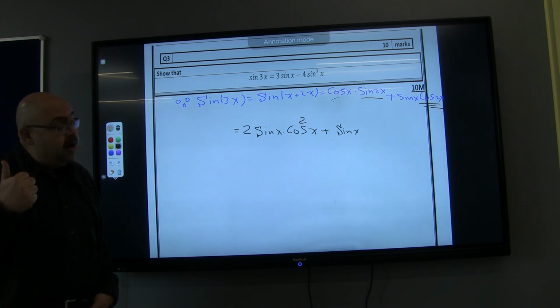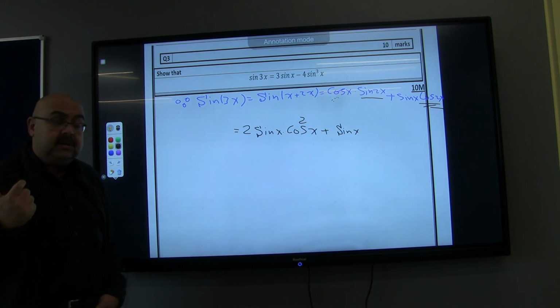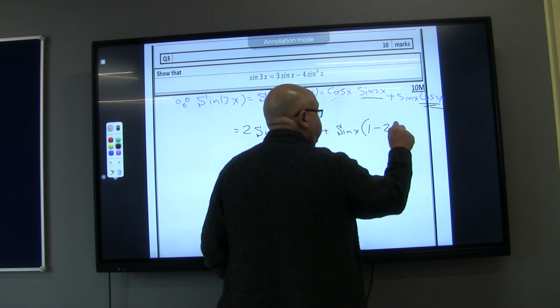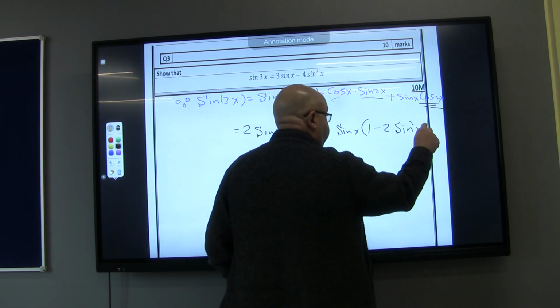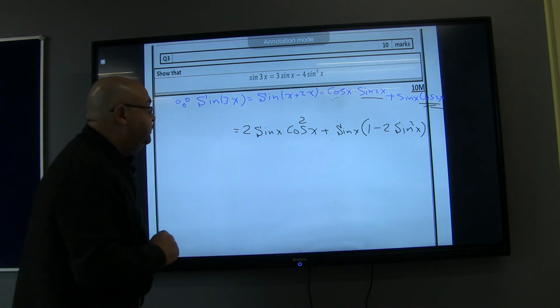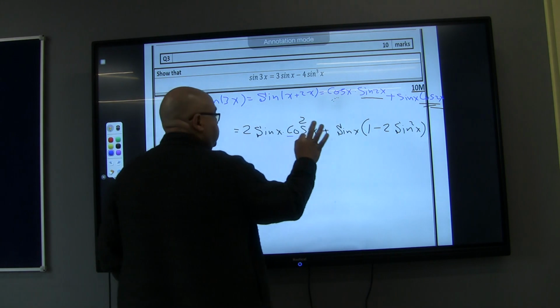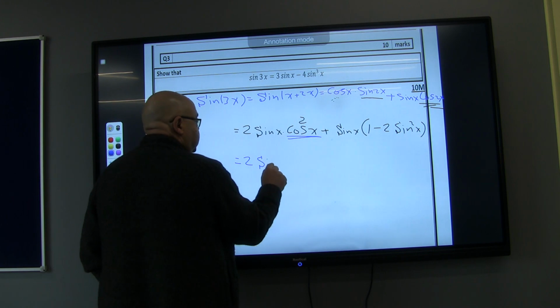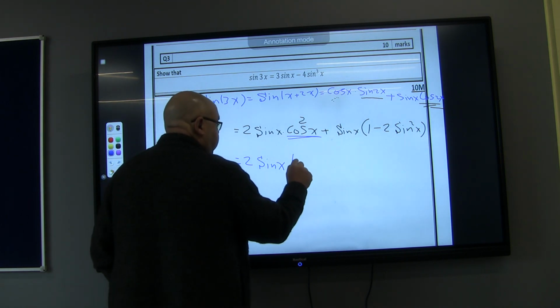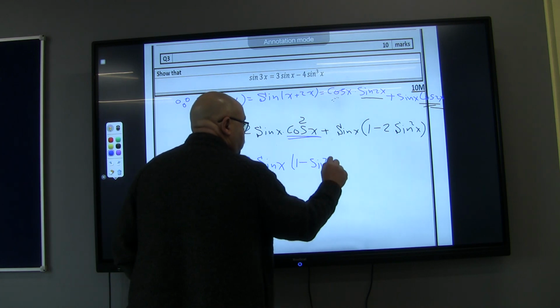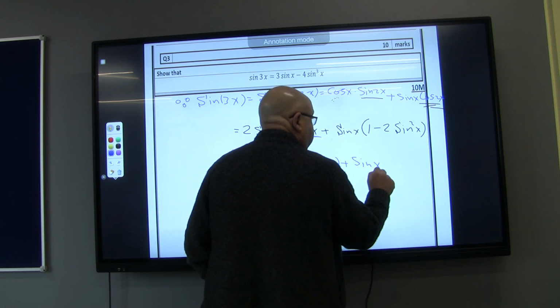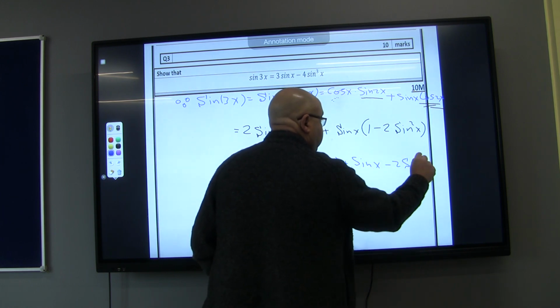Cosine 2x is cos²x minus sin²x, or 2cos²x minus 1, or 1 minus 2sin²x. I need sine x, so simply replace it with 1 minus 2sin²x. I think it's that form. Also, I need to get rid of cosine square, which can be replaced by 1 minus sin²x. So simply we have 2 sin x times (1 minus sin²x), plus, the same way, we still have sin x minus 2sin³x.